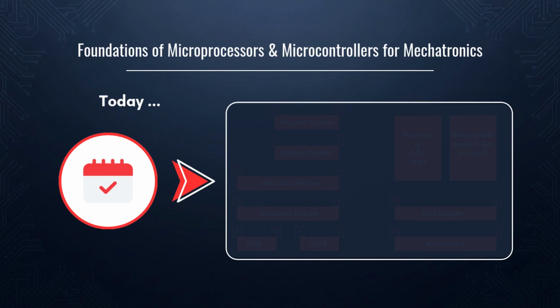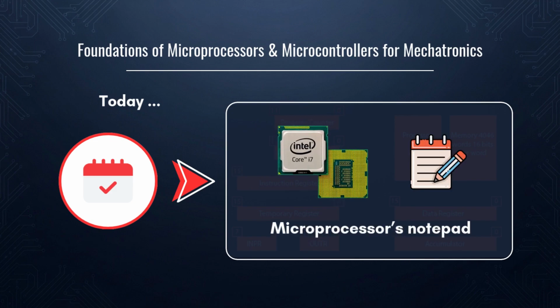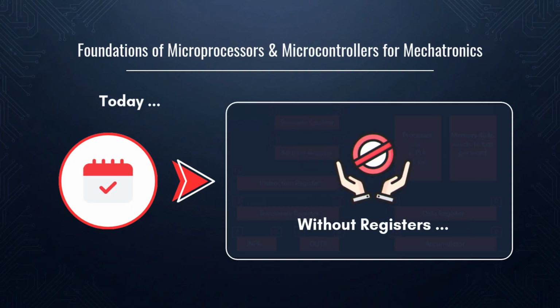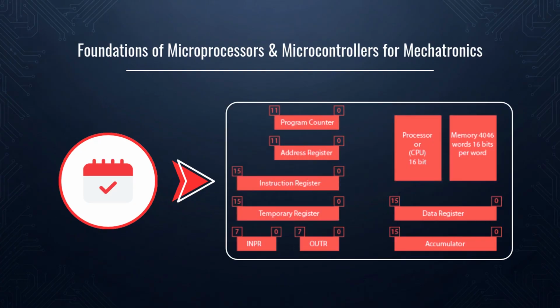Think of registers as the microprocessor's notepad, tiny high-speed storage locations inside the CPU that allow it to hold data, instructions, and results right where they're needed most. Without registers, the CPU would have to constantly fetch and store everything in external memory, which would slow down operations drastically. In this session, we'll carefully walk through the most important types of registers, understand how they operate, and see how they directly influence the way a program runs.